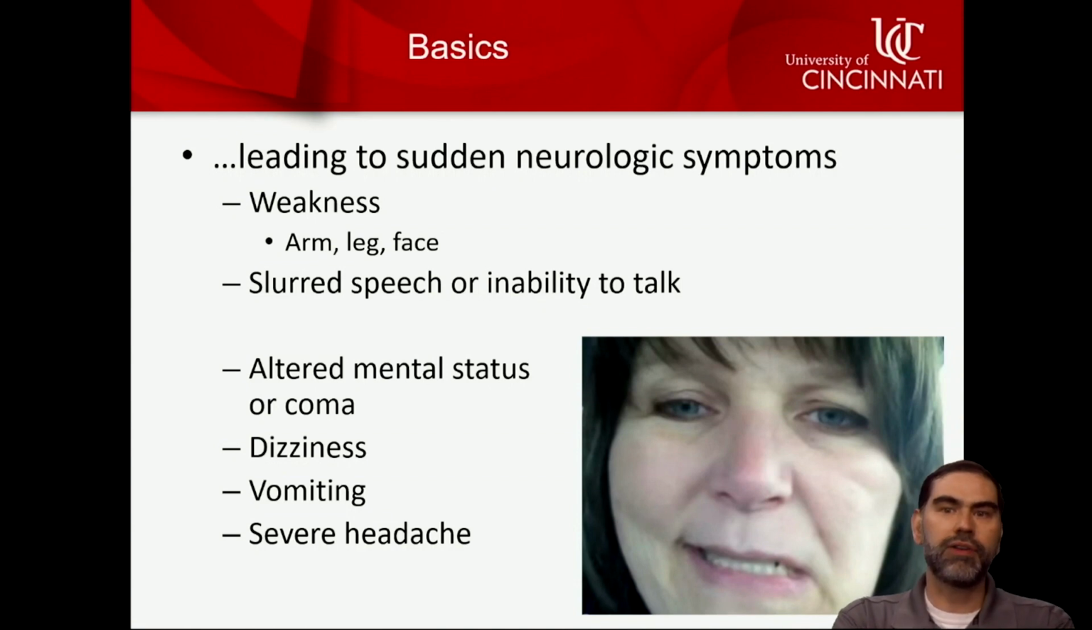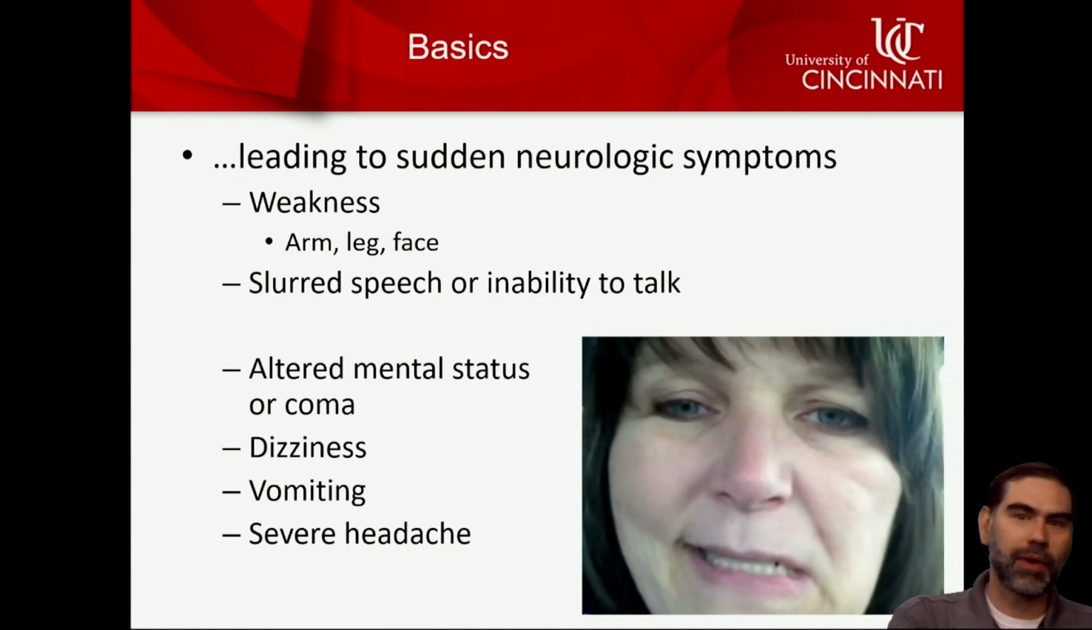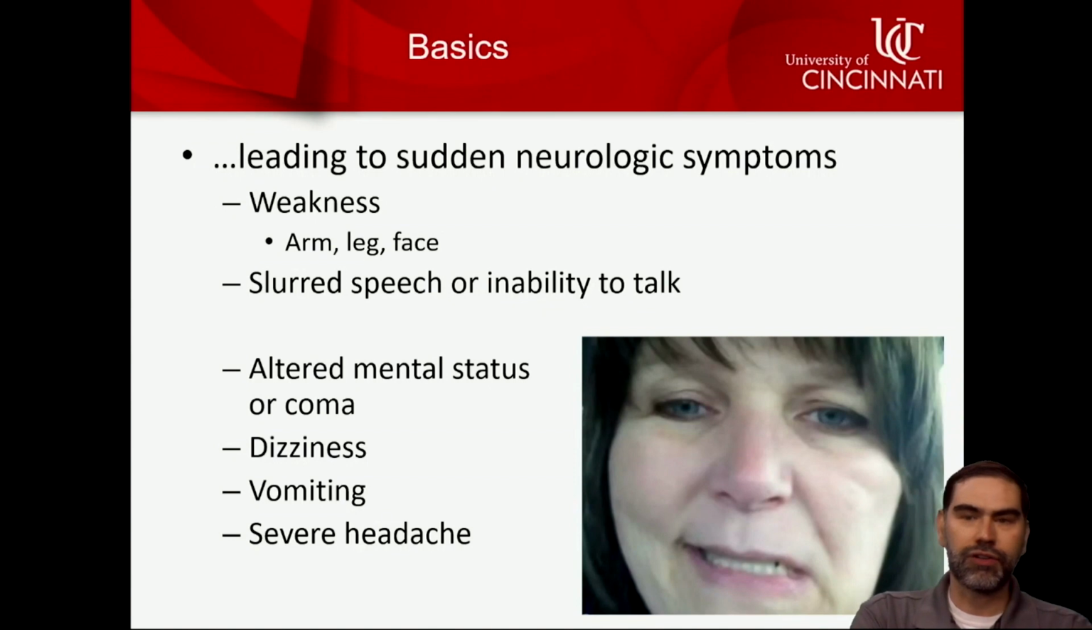The other interesting part too is, this photo right behind me is a screenshot of a woman who had been experiencing a transient ischemic attack. So that is on the same spectrum as stroke. TIA is essentially just a brief and resolved episode of blockage to the brain without residual deficit.